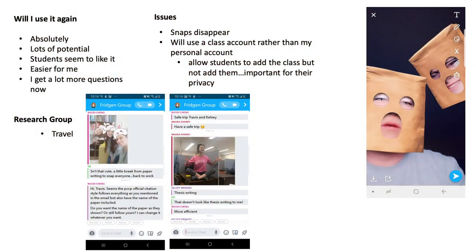Now, will I use it again? Absolutely. I'm not going to stop using it because I think it has a lot of potential. The students really like it. The students really use it. I have lots and lots of questions now. And students, for some reason, don't come to my office very much. I mean, I'm pretty open, approachable, but I don't know whether they just don't have the time, but now they have the time. I mean, I'm answering questions in bed, watching TV.